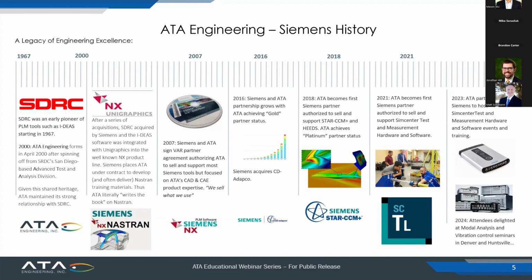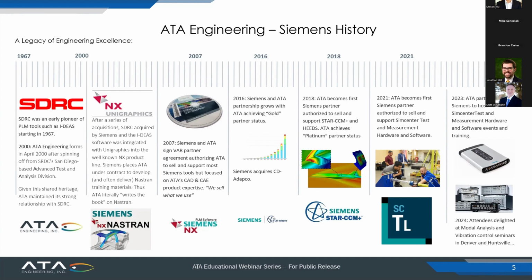to our customers. And after a series of acquisitions, SDRC was eventually acquired by Siemens, and the IDEAS software was integrated with the Unigraphics, which later became the well-known NX product line. And in 2007, because we use so many of the Siemens tools, this is ATA Engineering, Siemens asked if we are interested in becoming a Siemens partner to help support our customers who need software assistance.